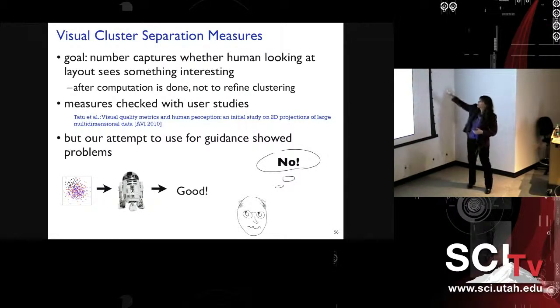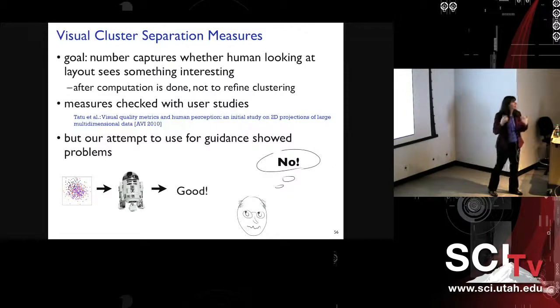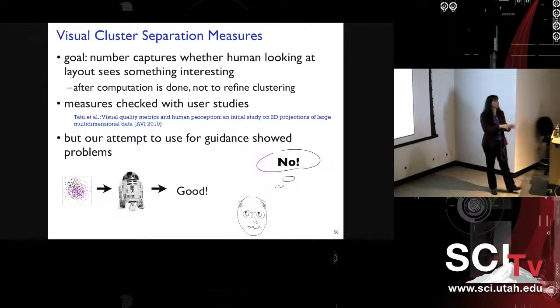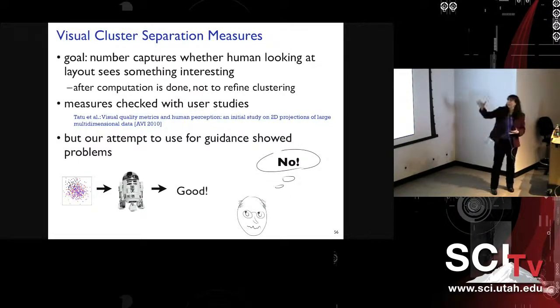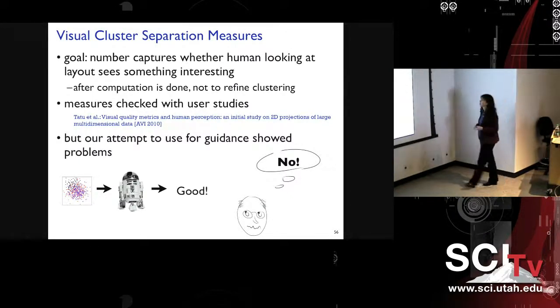And so one thing to keep in mind is that the goal of these metrics is not so much to use while iteratively refining a clustering, but to try to capture whether or not a human will notice that clusters are separate. So this really was trying to capture human perception rather than being used in the course of computation.